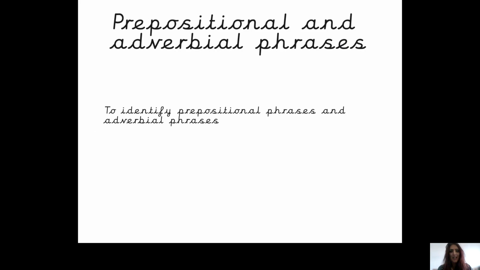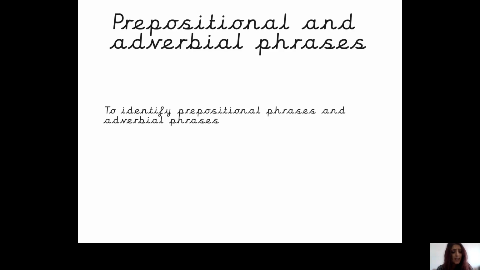Miss Butt here with a SPAG lesson. Today's subject is prepositional and adverbial phrases. Yes, it's a bit of a tongue twister. What we're going to be doing today is you're going to identify prepositional phrases and adverbial phrases.